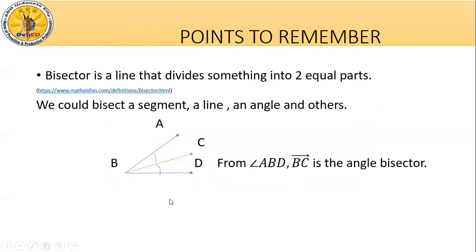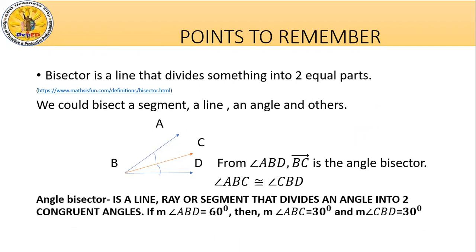Okay, we have here angle ABD. So from the figure, ray BC is the angle bisector. Angle ABC is congruent to angle CBD. Angle bisector is a line, ray, or segment that divides an angle into two congruent angles.